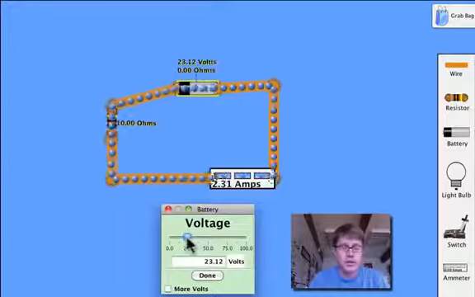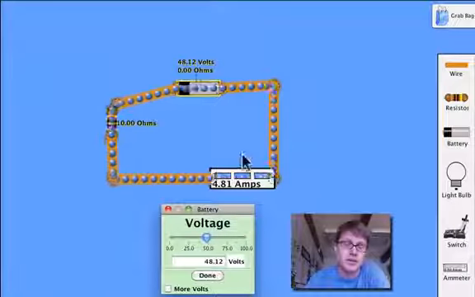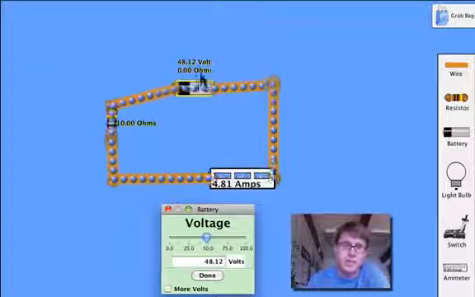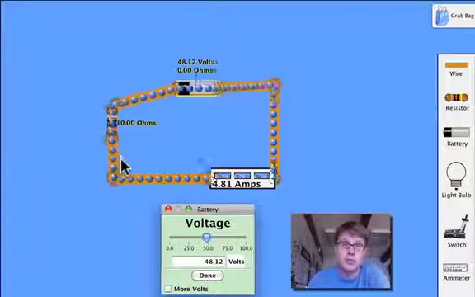And the cool thing about this animation is, watch, if we increase the voltage even more, it shows the electrons, or it tries to represent the electrons in their speed. And so the more volts that we add to our battery, the more current we get moving through it.